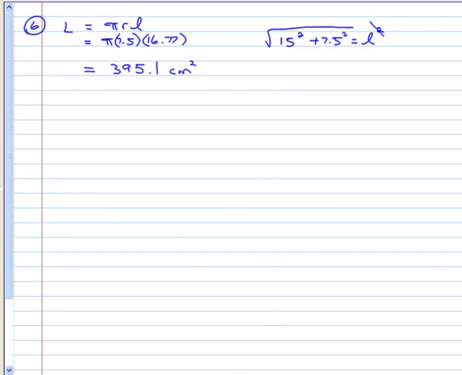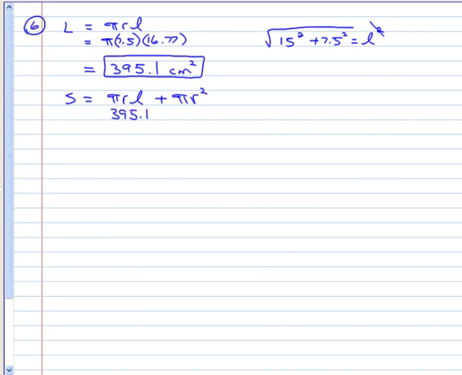What was the unit? Centimeters squared. Again, if you leave enough decimal places, you should get exactly what the book is getting. They want the surface area. Well, we know it's pi RL, which we've already found, plus pi r squared. So we have our 395.1, and I'd leave that answer in the calculator.